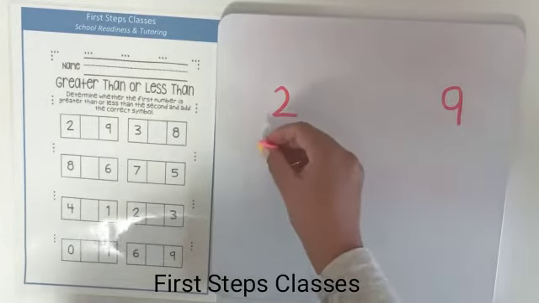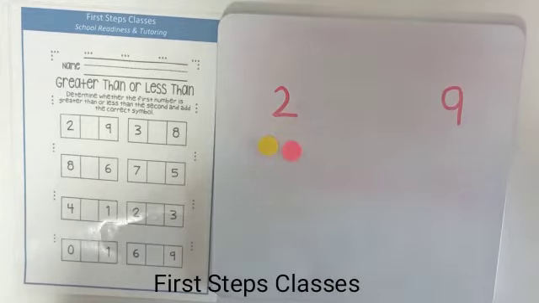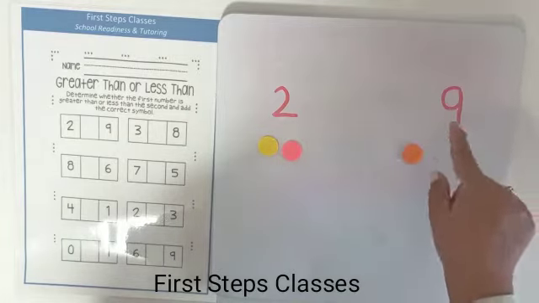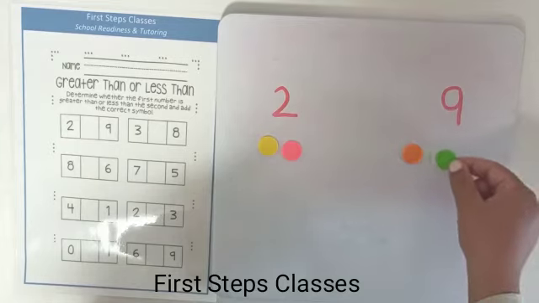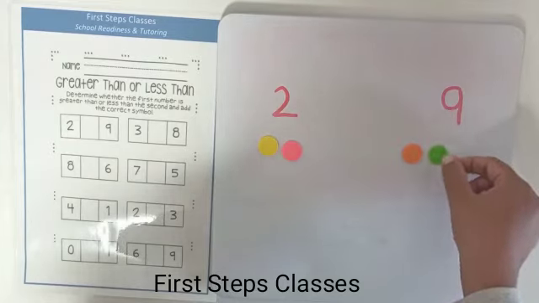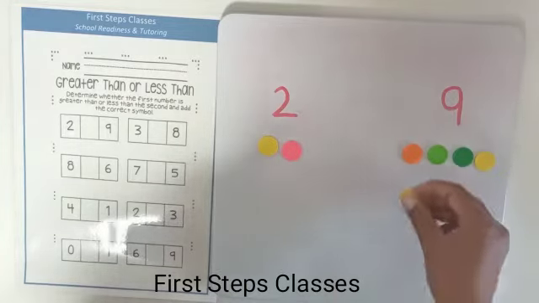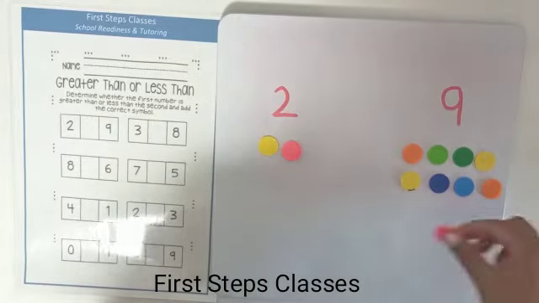So here I'm going to put two counters. Let's count together. 1, 2. And here we are going to put number 9. So we are going to put 9 counters here. 1, 2, 3, 4, 5, 6, 7, 8, and 9.